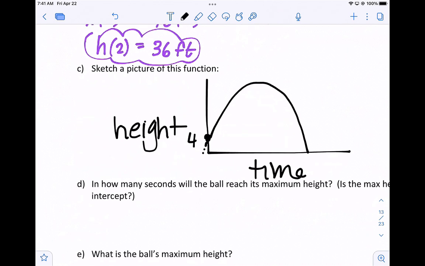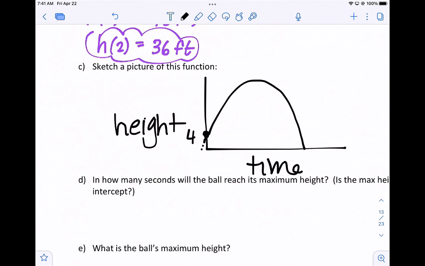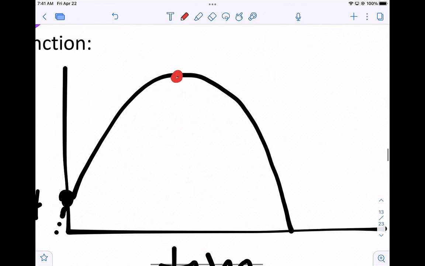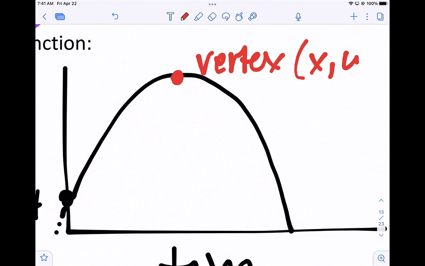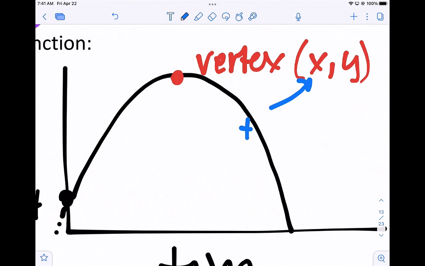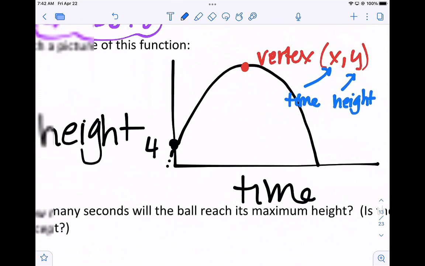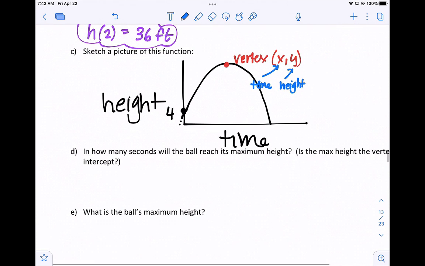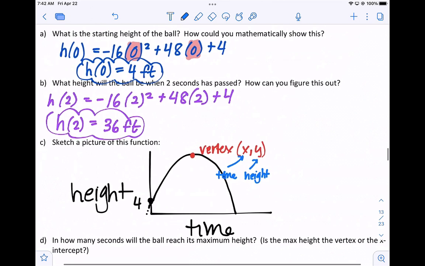In how many seconds will the ball reach its maximum height? Okay, so the maximum is the vertex. And in the vertex, you have your x value and your y value, where x is the time and y is the height at that time. Again, we can see x time, y height. All right, so maximum height, and this is what we looked at yesterday. This is the vertex. And how do we find the vertex from standard form?